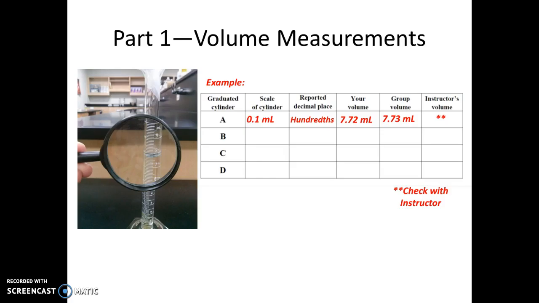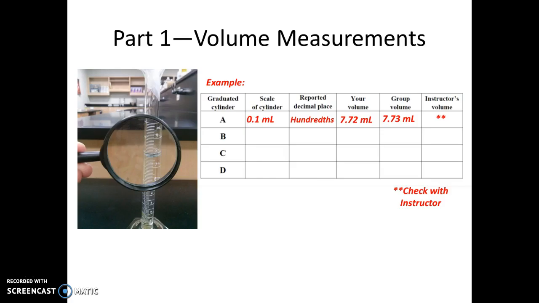In the next column where it says group volume, this is where you want to check in with your partner and see what their volume measurement was and how closely it matches with yours. It's okay if there's a slight difference in that estimated digit. So if your partner measured 7.73 and you measured 7.72, that would be close enough.